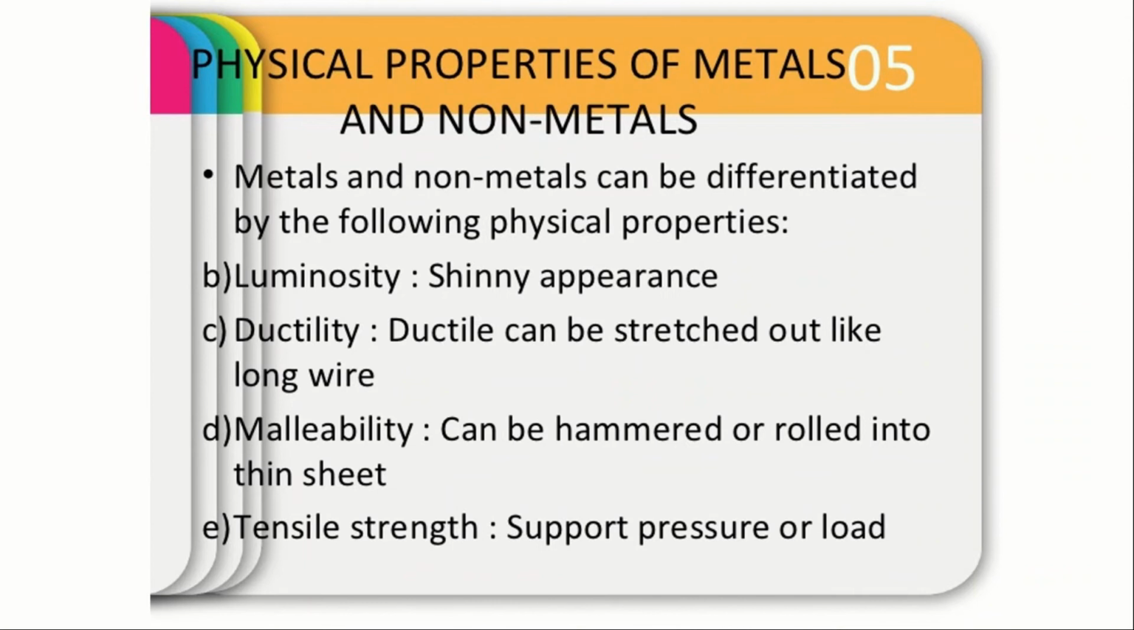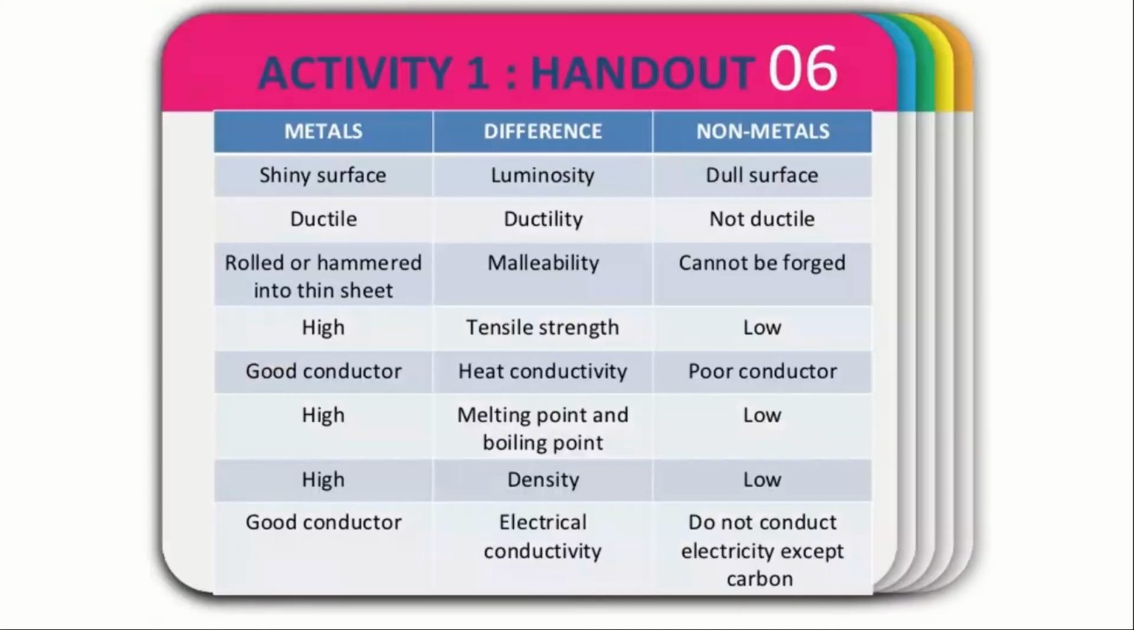Physical properties of metals and nonmetals. Metals and nonmetals can be differentiated by physical properties. Luminosity, that is shiny appearance. Ductility: ductile can be stretched out like a long wire. Malleability: can be hammered or rolled into thin sheets. Tensile strength: support pressure or load. So these are the important properties by which the metals and nonmetals are usually differentiated.